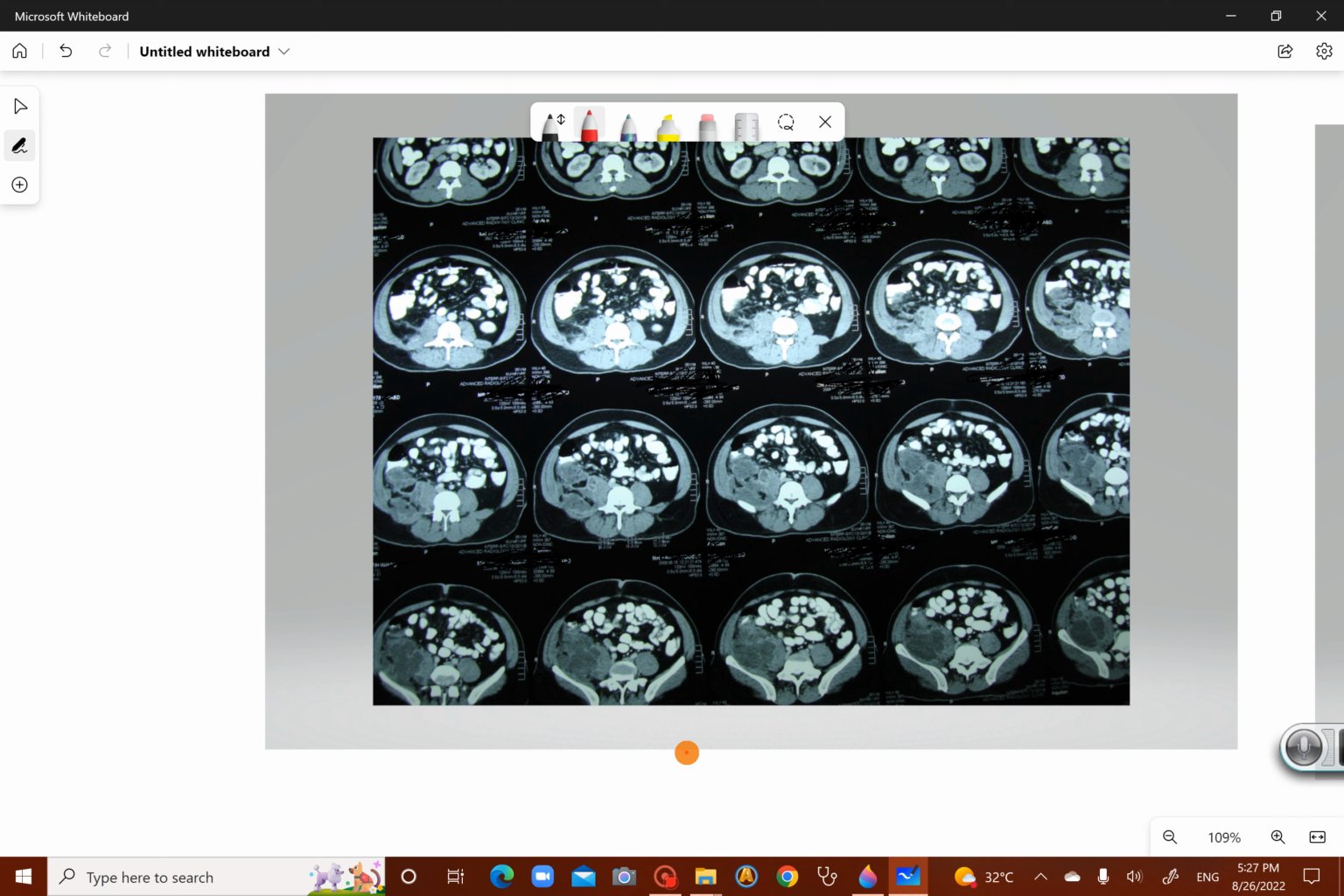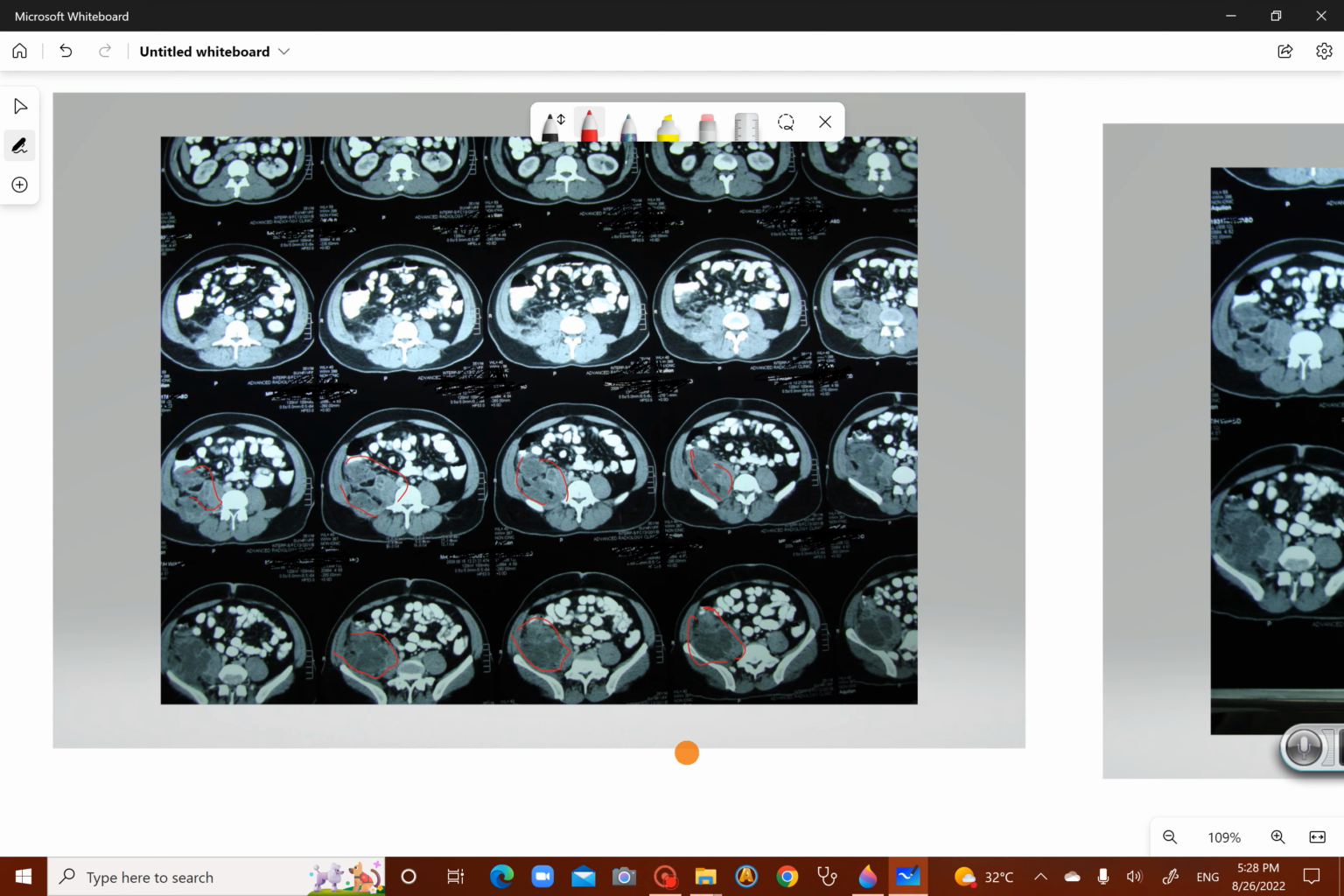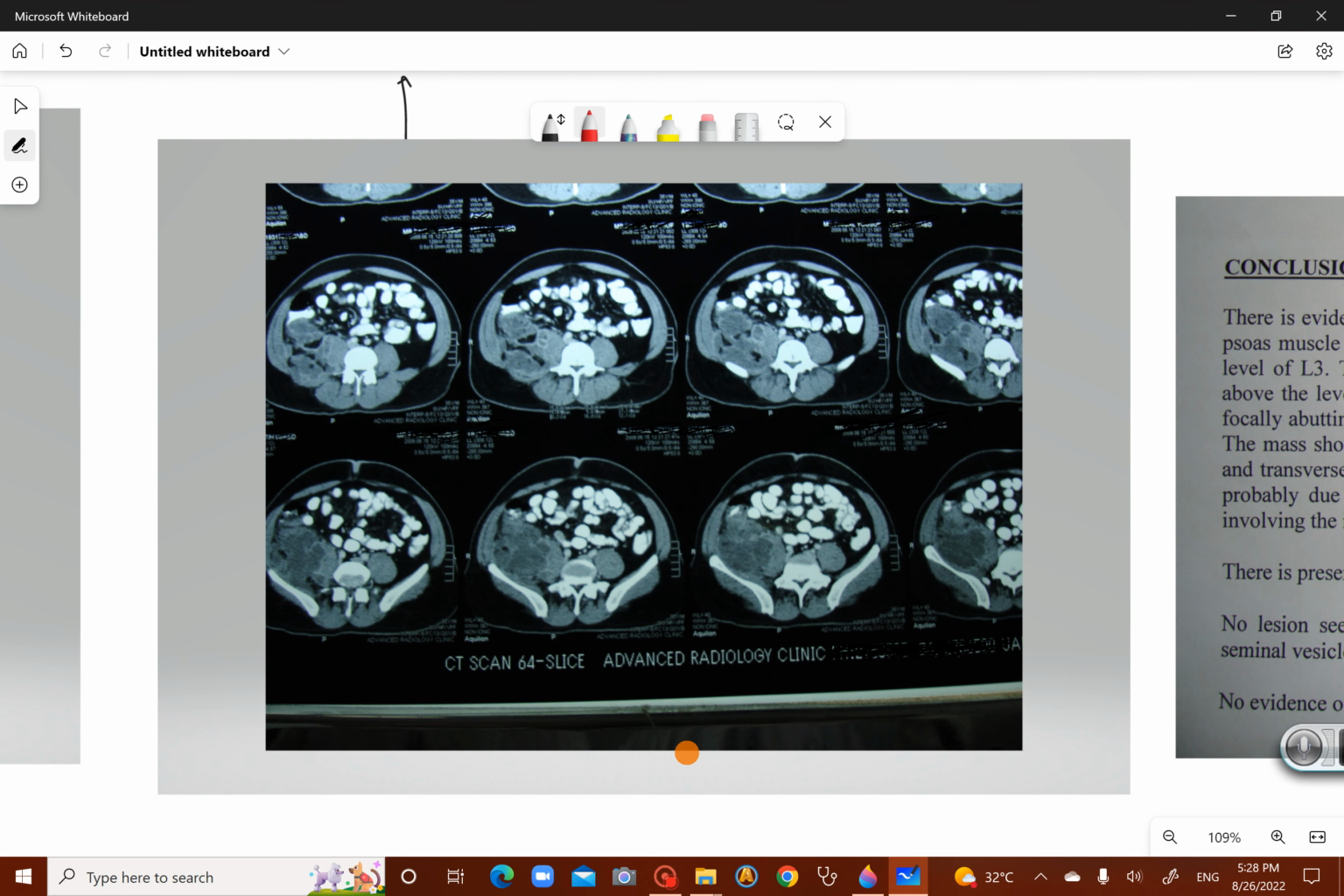the mass becomes evident over here. That's the mass over here in the right iliac fossa. It's more clear. This is the CT scan 64 slice, and it's very clear over here. This patient was operated, and I'll try to show you the operative pictures later on.